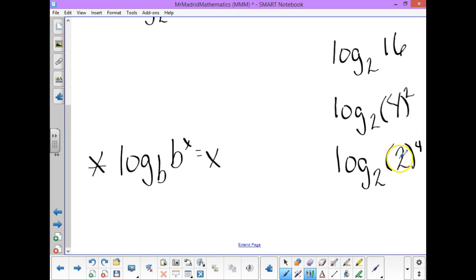So let me double check. 2 times 2 is 4, times 2 is 8, times 2 is 16. So this one is still equivalent to 16 and the same as this one. However, through algebraic manipulation, I now have set it in a form that matches this formula. And therefore, I'm able to reduce this to what? 4, because log base 2 with this base cancel, and I'm left with this exponent. So this formula was used in this situation.